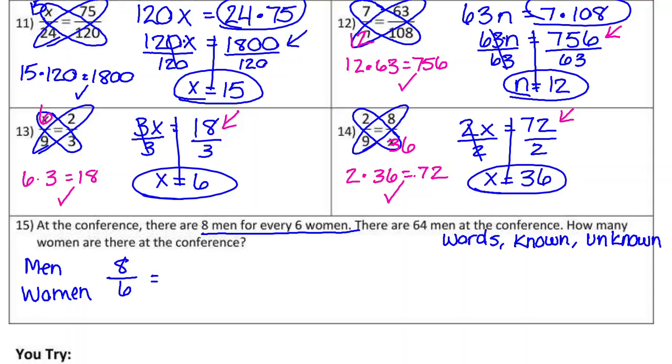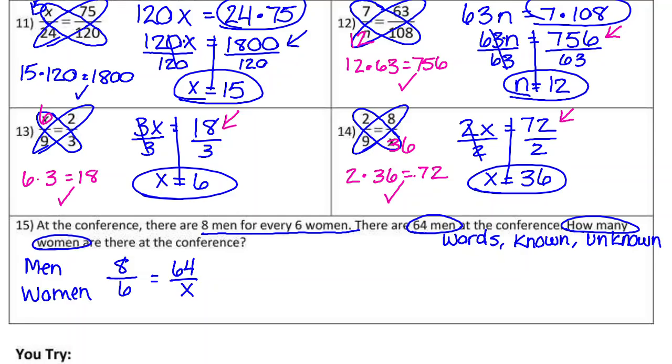Now we're going to set up our ratio for the second piece that we don't necessarily know. It says there are 64 men. How many women are there? So we know that there's 64 men, and we don't know the women, so that's going to be the x. And then we can solve.